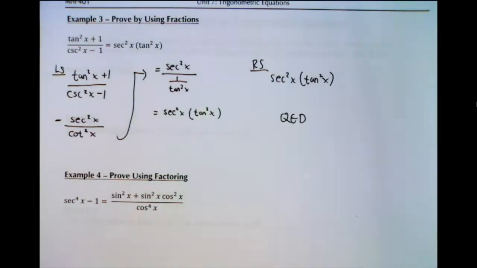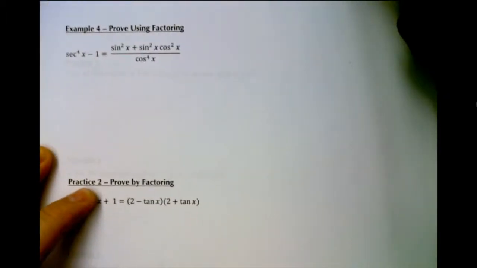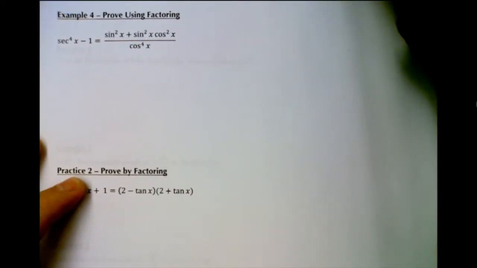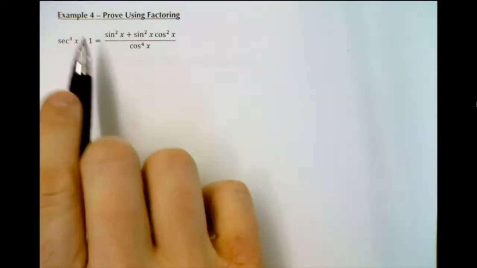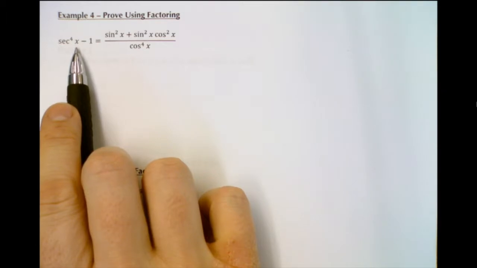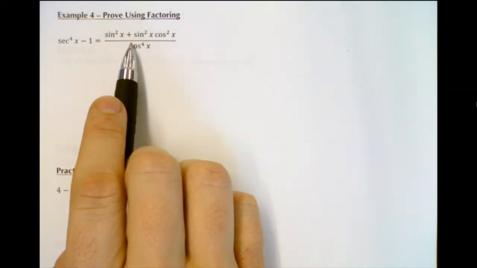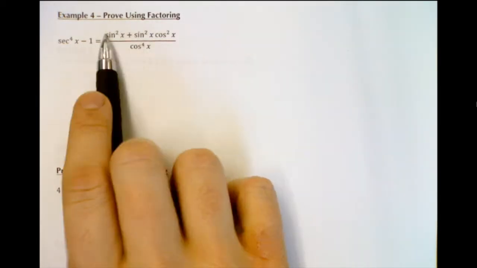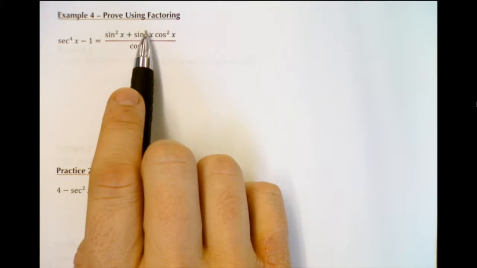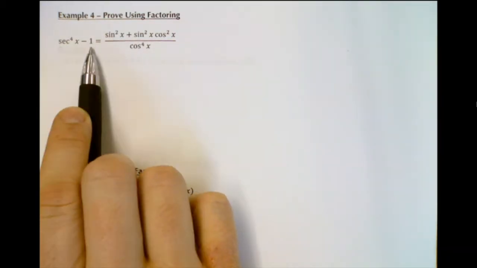All right, let's try factoring. Everyone's favorite. In this example, we have a left side and a right side. If we look at our right side, we could do a little bit of factoring over here because in the numerator we have a common term. But if we look at our left side, we actually have something unique.